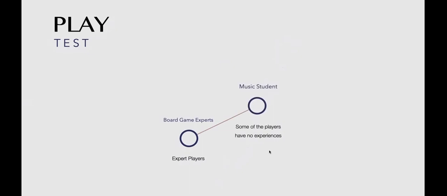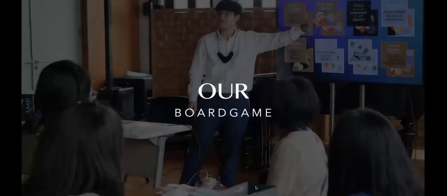So I tested the game three times before we released it. First was the board game expert, and I got a lot of comments from that session. The second playtest was with music students. Most of the players had no experience, so it was quite difficult for someone who had never played a board game before, because of the strategy. The last one was still with music students but a different group. After this playtest, this is the final version of our board game.